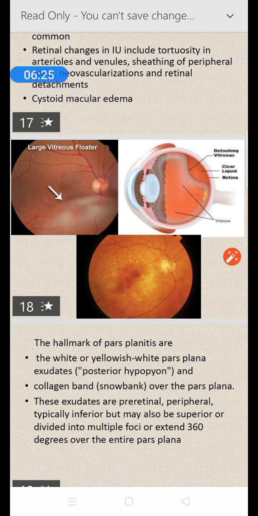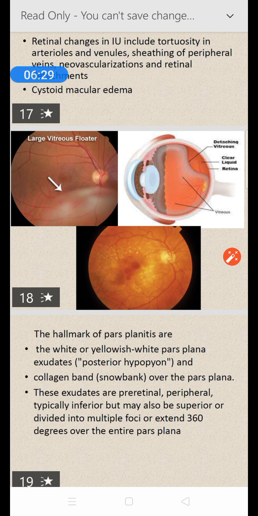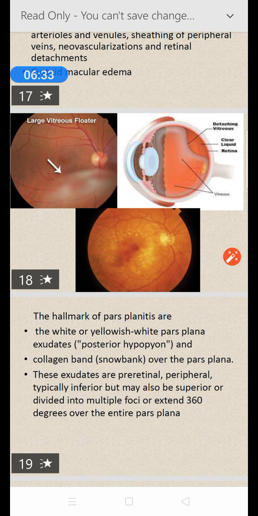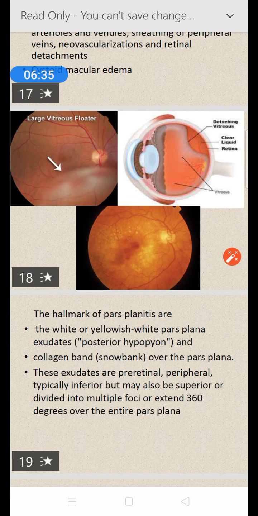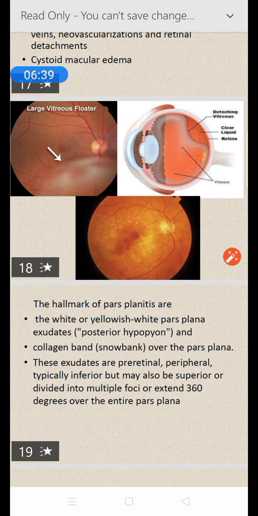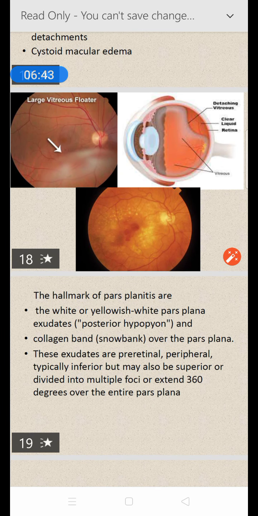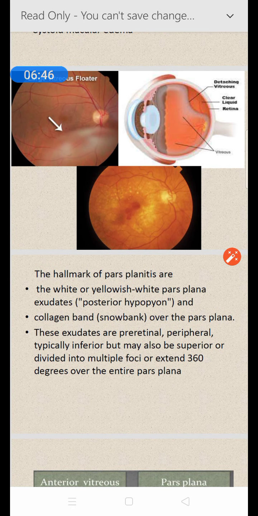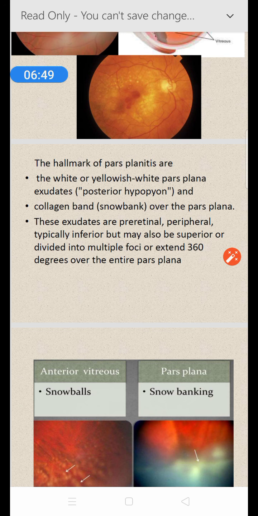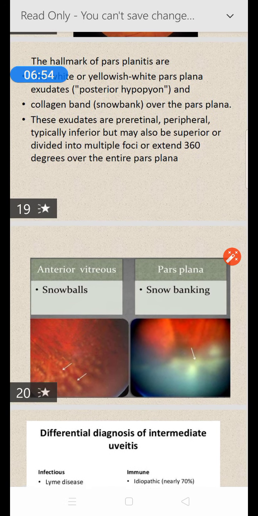The hallmarks of pars planitis are posterior hypopyon and snowbank, and the exudates are periretinal, peripheral, typically inferior, but may also be superior or divided into multiple foci or extend 360 degrees over the entire pars plana. So in the anterior vitreous, you can see the snowballs, and on the pars plana, snowbanking.